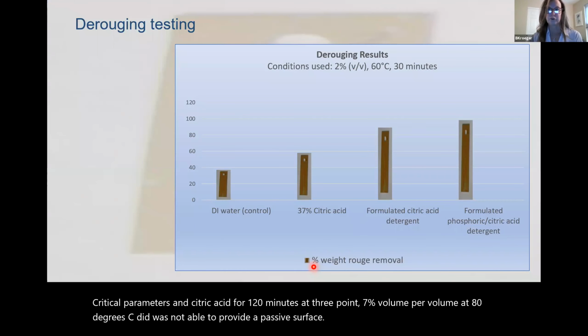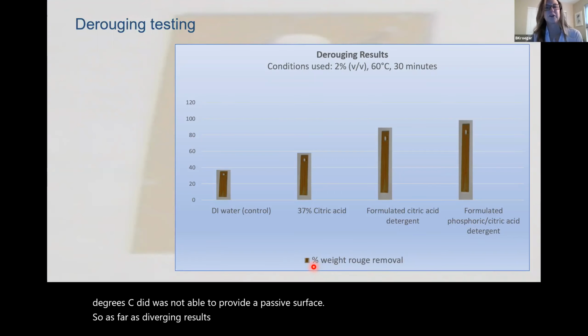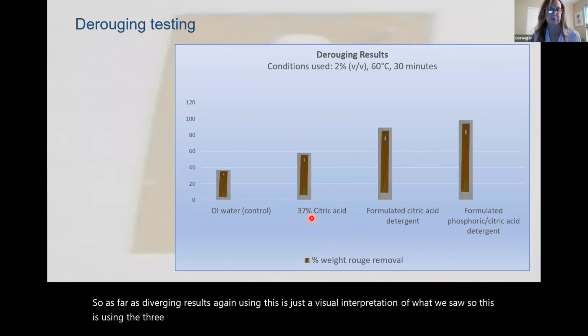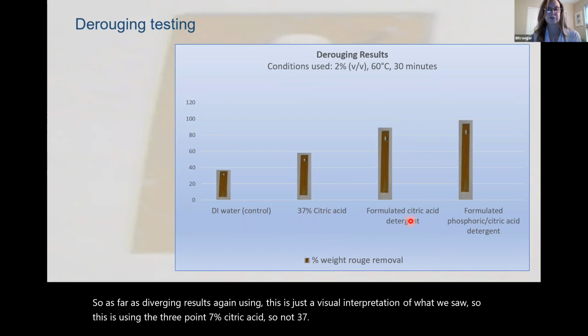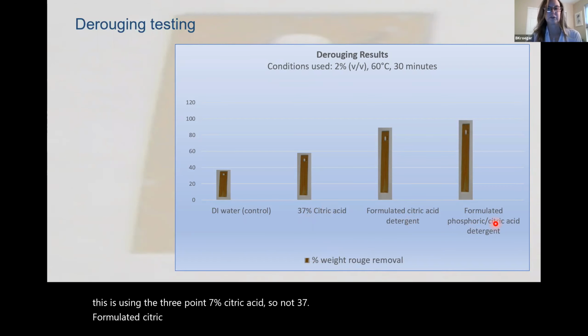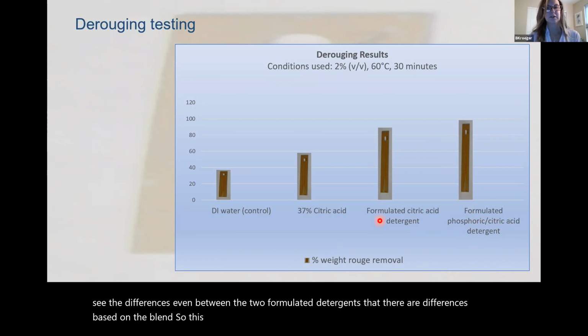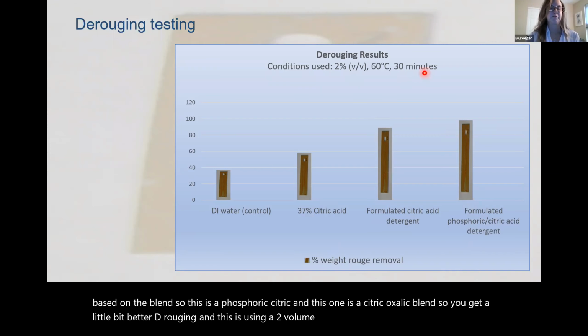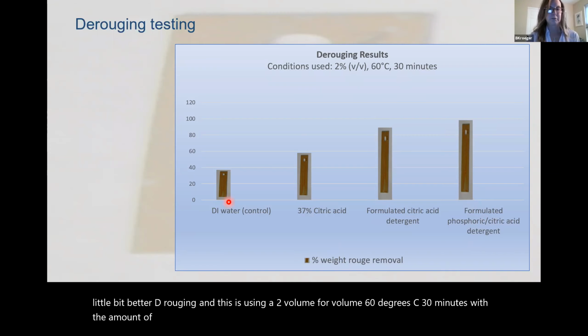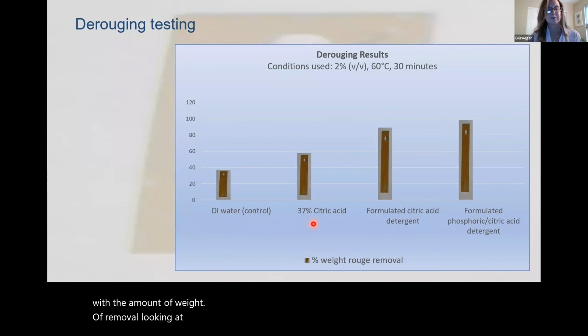So as far as derouging results, again, this is just a visual interpretation of what we saw. So this is using the 3.7% citric acid, so not 37, formulated citric acid detergent and a formulated phosphoric citric acid detergent. So you can see that there are differences even between the two formulated detergents based on the blend. So this is a phosphoric citric and this one is a citric oxalic blend. So you get a little bit better derouging. And this is using a 2% volume for volume, 60 degrees C, 30 minutes with the amount of weight of rouge removal, looking at comparison of deionized water, 3.7% citric acid to two formulated detergents.